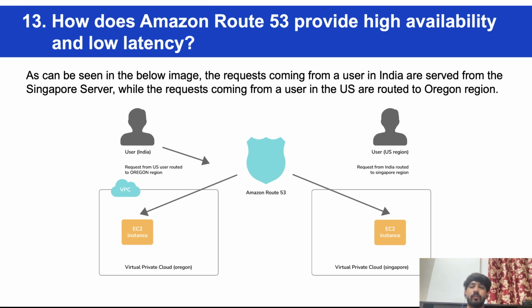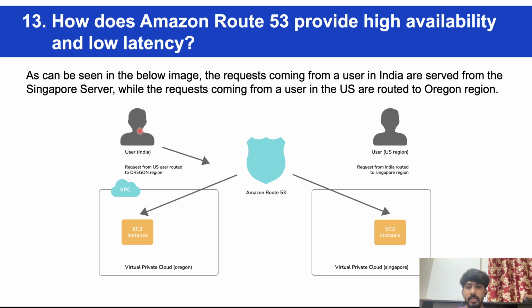Okay, so now let's consider the requests coming from a user in India are served from the Singapore server, while the requests coming from a user in the US are routed to the Oregon region. For example, let's say the application is in the US, right? The application is in the US. So now this is the Oregon data center. This is the Singapore data center. So let's say this website is not available in Indian data centers.